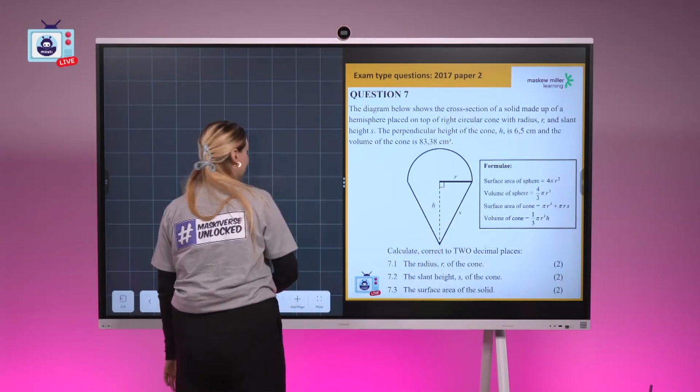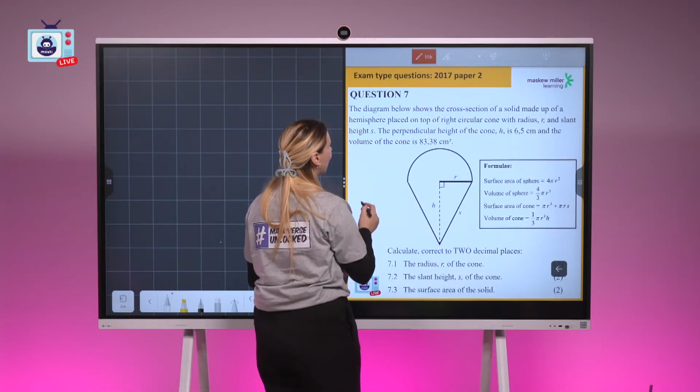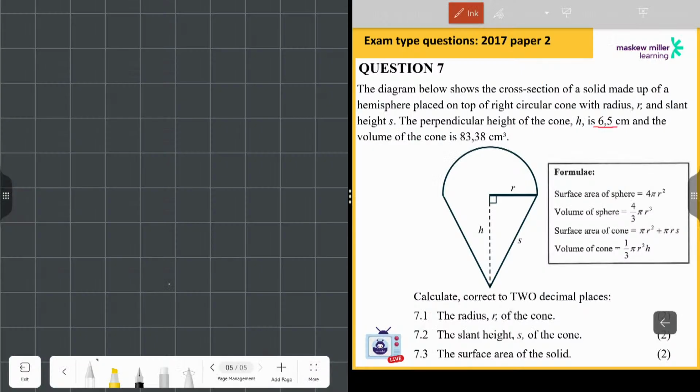Okay, so we need to calculate the radius. Before we do that, let's put some stuff that we know on our diagram, because I think that's going to help us. We know that the height is 6,5, so this dimension here is 6,5. And we have the volume of the cone, which is 83,38. We also have the formula for the volume of the cone, which uses height and radius. So if we want to find the radius, we can use the formula for volume, because we have the volume and we have the height. Therefore, we should be able to find r.